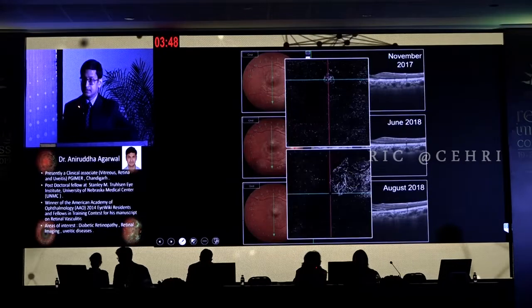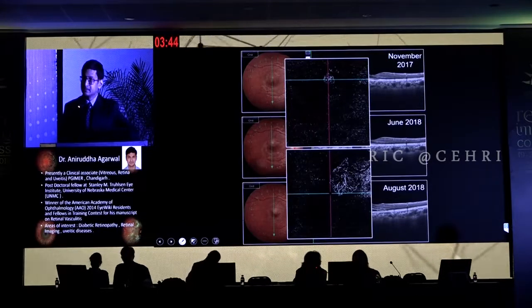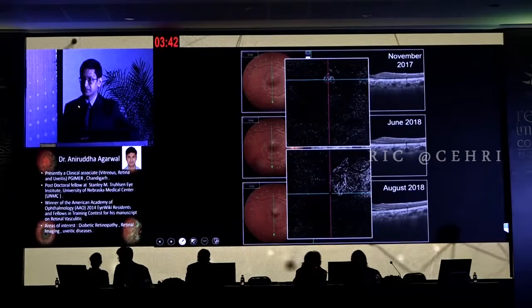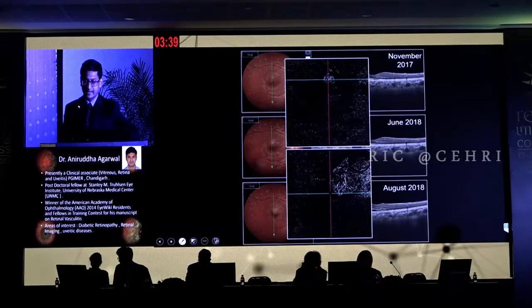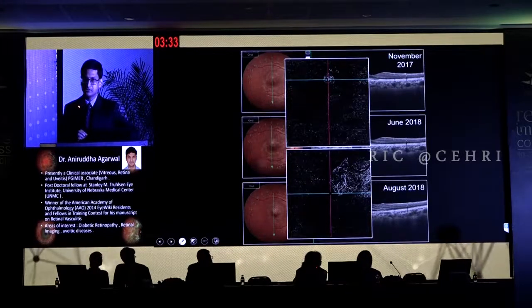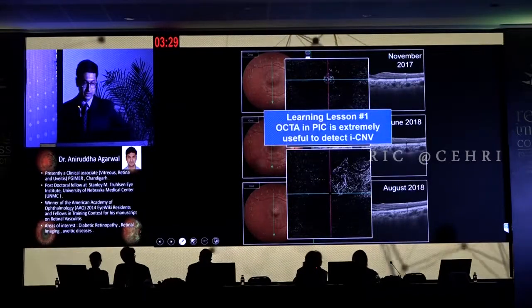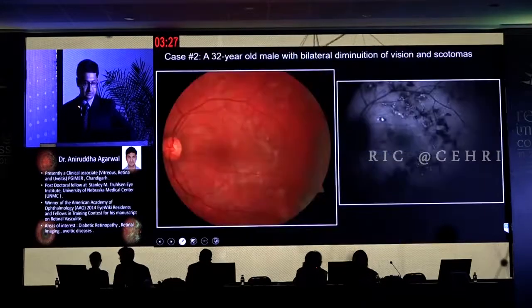And I think OCT angiography has a very important role in PIC, and I do believe that a large proportion of patients of PIC, probably more than 80%, harbor some kind of neovascularization within the lesions. And so I find OCT angiography extremely useful in following up patients of punctate inner choroidopathy. So that's the learning lesson number 1.